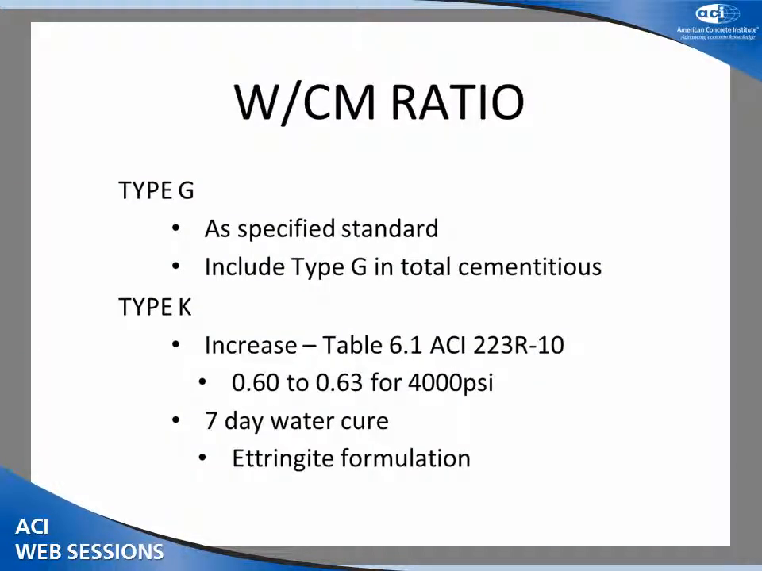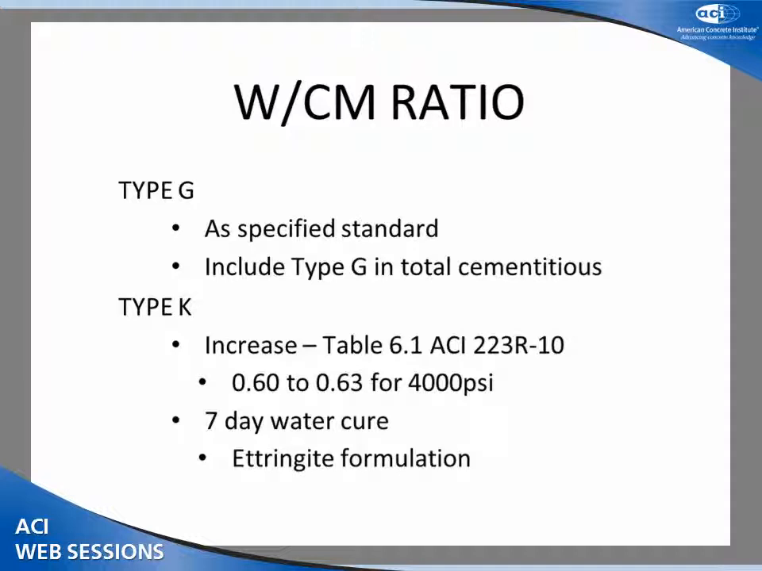Now, when we look at the water-cement ratio, the difference here between a Type G and a Type K can be significant. Type G components are cementitious materials, meaning that they will increase concrete strength slightly due to the small amount of additional cementitious materials added to the concrete mix. The added cementitious material must be included in the water-cement ratio calculations. One major improvement in the Type G revolution is that when Type G components are used, the water-cement ratio remains as specified.